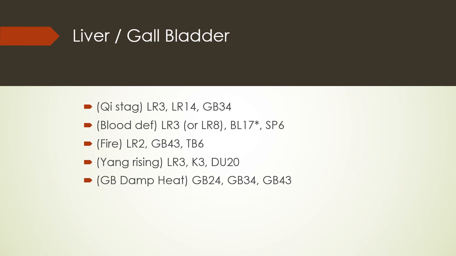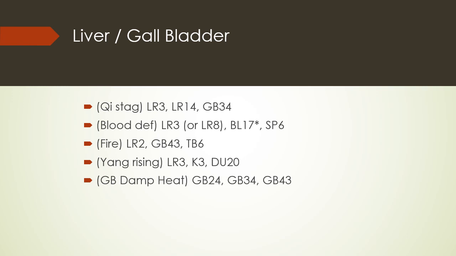For liver fire, you will typically see the yin spring points to clear heat. So liver 2, which is the fire point, gallbladder 43, which is the water point. They are both yin spring points and both used to clear heat, along with triple burner 6, which clears heat from the triple burner. For liver yang rising, typically the idea is to anchor the yang, and thus you see points which are going to nourish liver yin, like liver 3, kidney 3, along with Du 20.